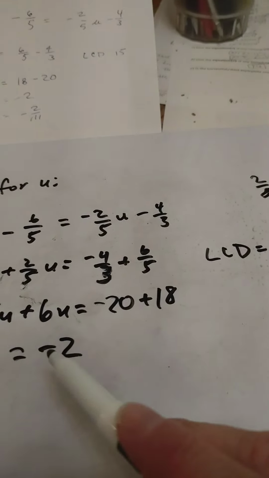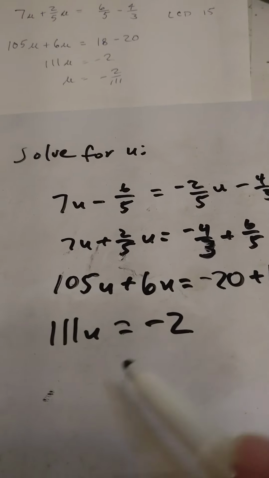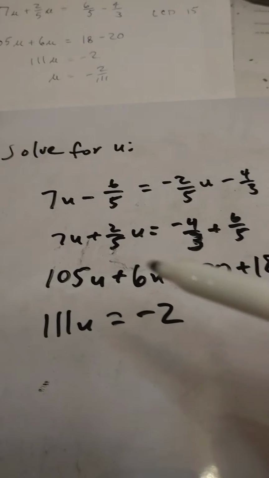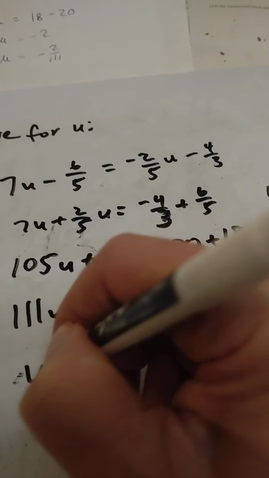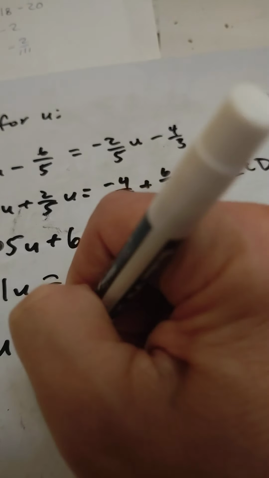What's negative 20 plus 18? Negative 2. We want to solve for u, so divide both sides by 111. So we get u equals negative 2 over 111.